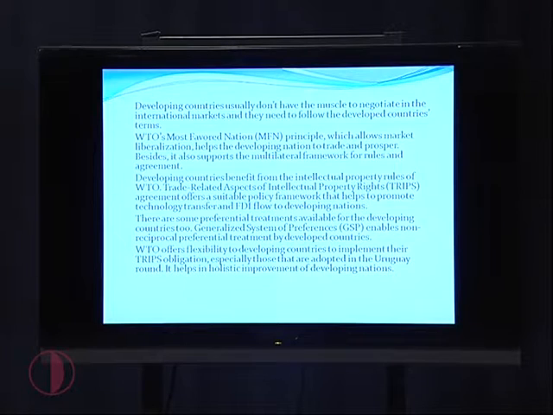There was some preferential treatment available for the developing countries too. The Generalized System of Preferences, GSP, enables non-reciprocal preferential treatment by developed countries. WTO offers flexibility to developing countries to implement their TRIPS obligation, especially those that are adapted to the Uruguay round. It helps in holistic improvement of developing nations.